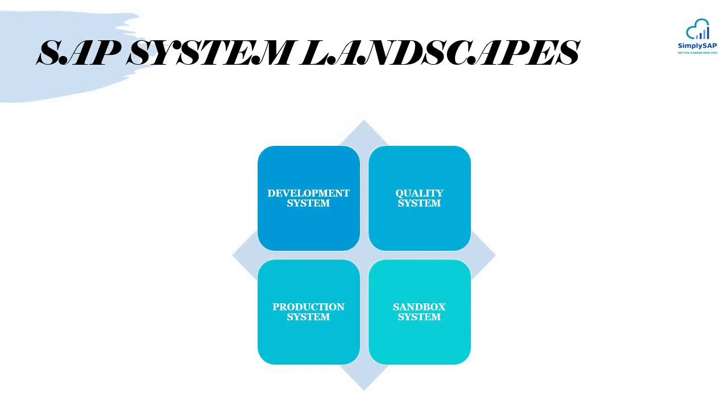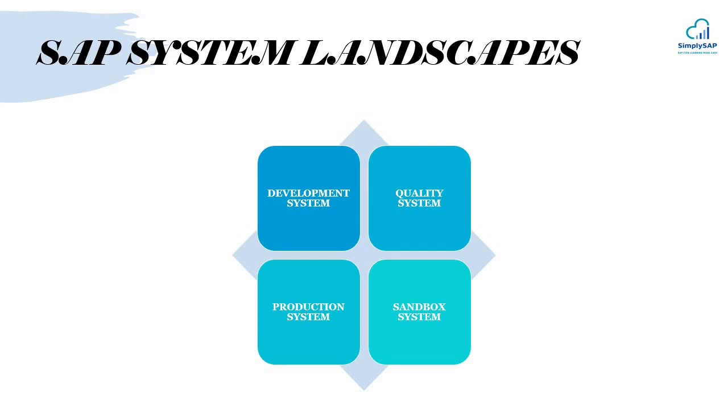Next one is quality system. We can also call it quality assurance or test system. This system is used for testing purposes. After development in the development system, the changes are transported to the quality assurance or test system for rigorous testing, including integration testing, regression testing, and performance testing. It helps ensure that the system changes do not have any adverse effects on the production environment.